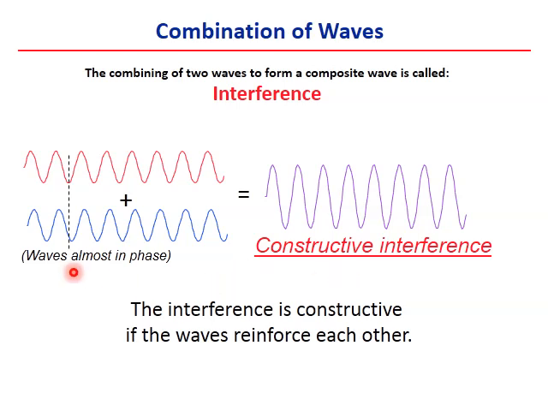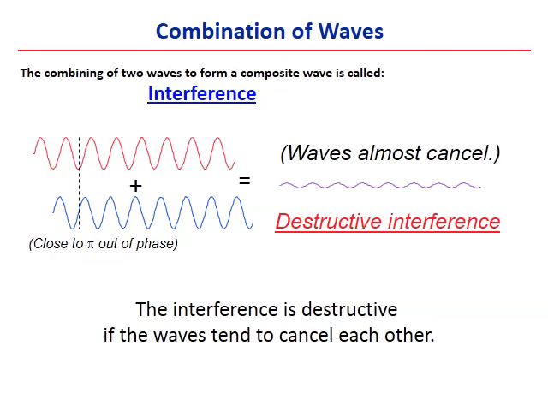These two waves are almost in phase, not exactly, but almost. So when we superimpose these two, there is an increase in the amplitude. This is known as constructive interference. The interference is constructive if the waves reinforce each other. These two have reinforced each other, and that's why we have constructive interference.